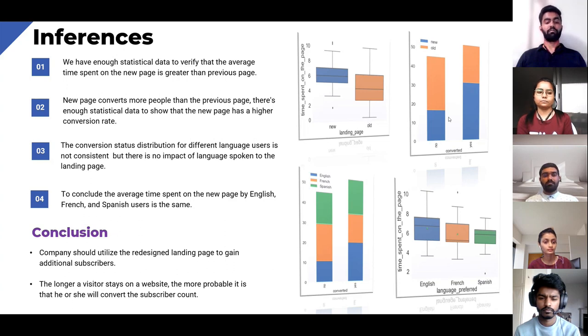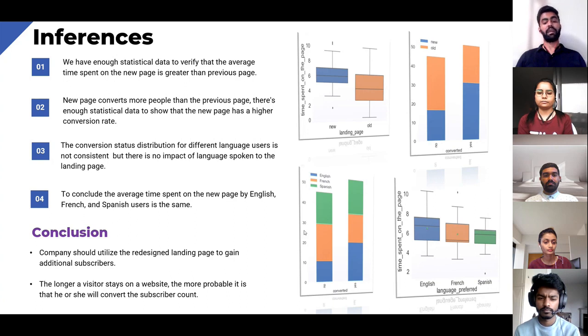Moving to the next, users also have a tendency to get converted to a subscriber if they visit the new page. It is visible in the graph too, and we also proved it by z-test. You can see that after visiting the new page, more users subscribe to the news channel, and vice versa with the old one. For checking the impact of preferred language on conversion rate, we did a chi-square test and found that these two are independent and have no relation, as we have not got enough statistical evidence for it.